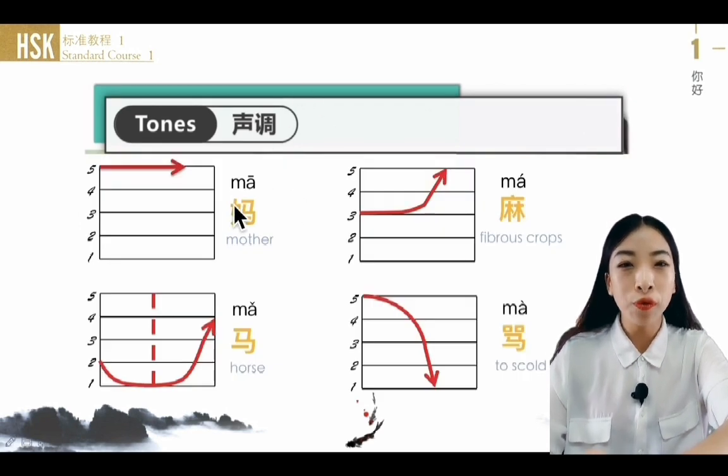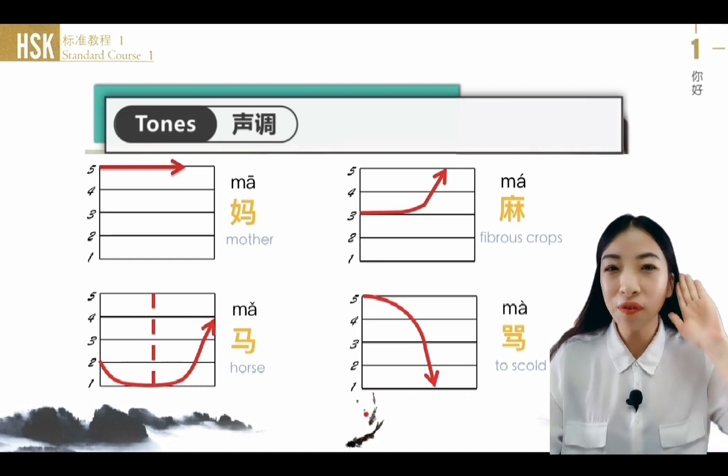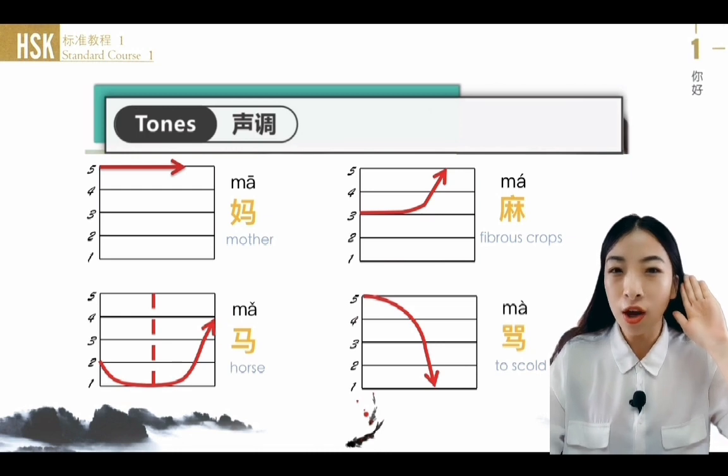Okay, let's review. Tone 1, ma. Tone 2, ma. Tone 3, ma. Tone 4, ma. Let's do some practice. Listen carefully and please tell which tone I'm pronouncing.